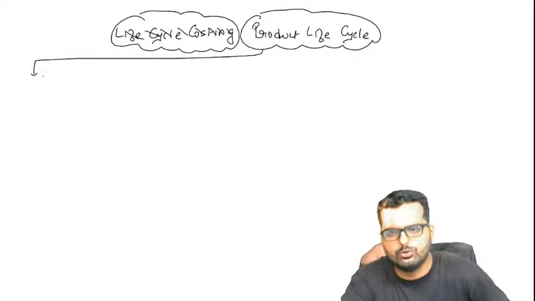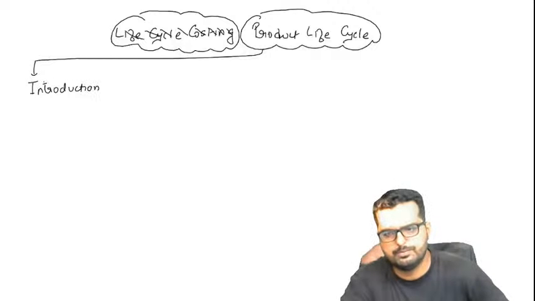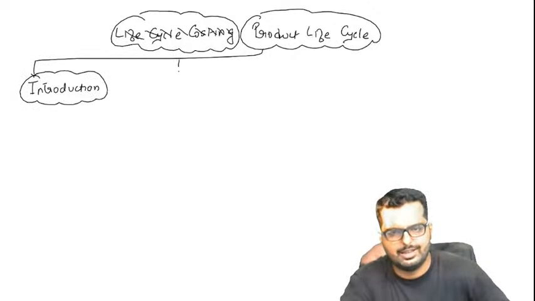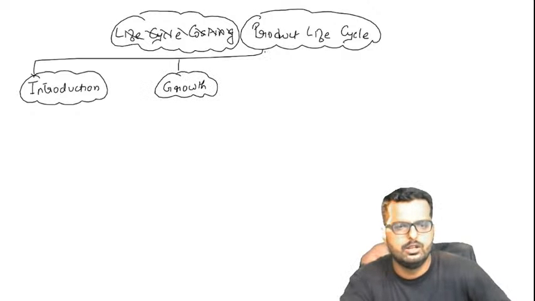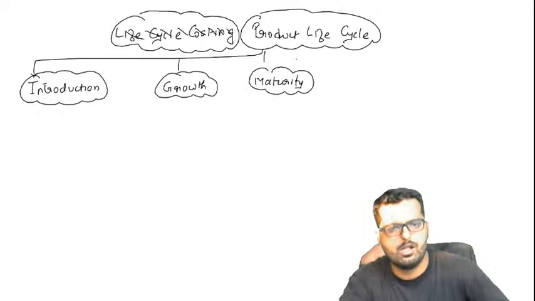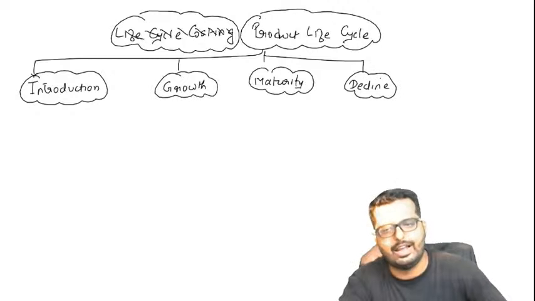Every product goes through 4 stages. First one is called introduction. Second phase is called growth. Third phase is called maturity. And the last phase is what we call the decline phase.